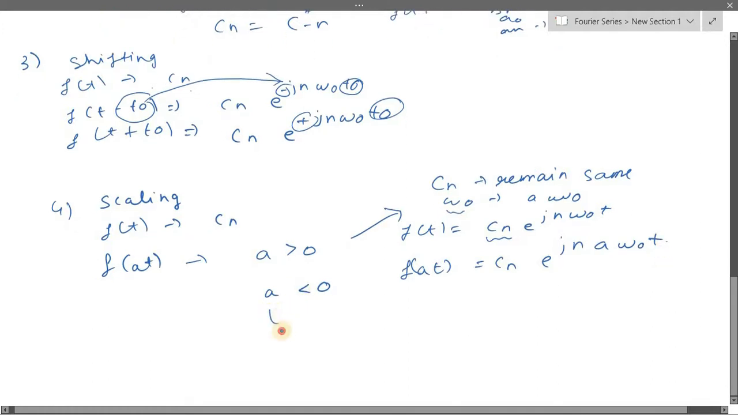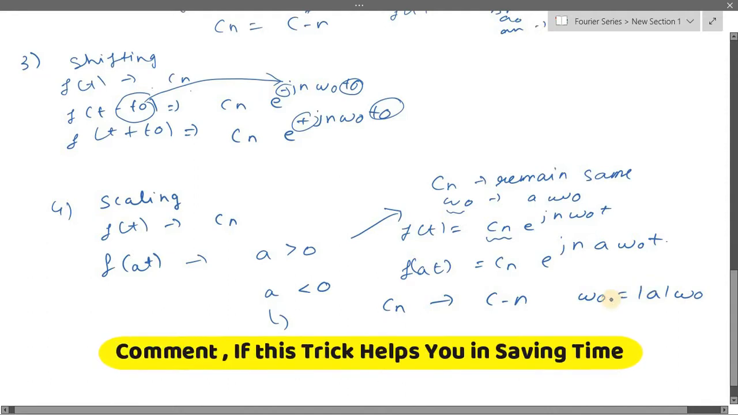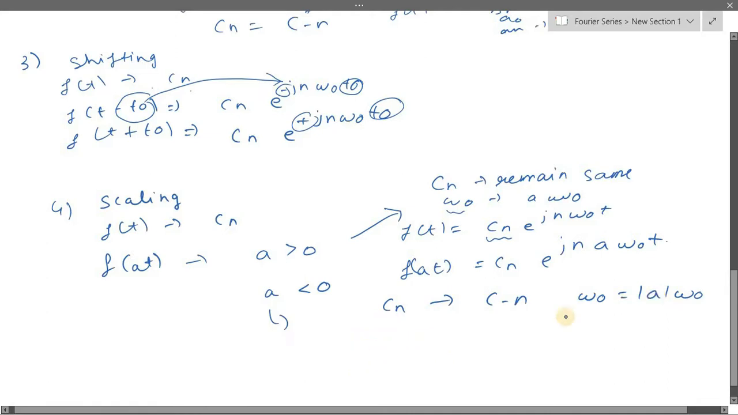Now let's see for a less than 0. For a less than 0, your c of n will change to c of minus n, right? And your omega naught will change to mod of a omega naught. Your omega naught is circular frequency, and your circular frequency cannot be negative, so that's why you are using mod here for a less than 0. So when your a is minus 2, your omega naught will be 2 omega naught.